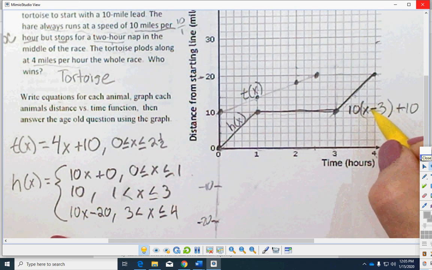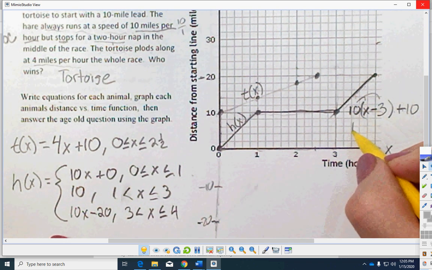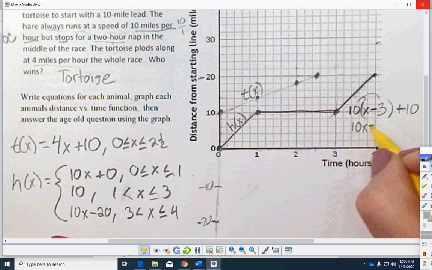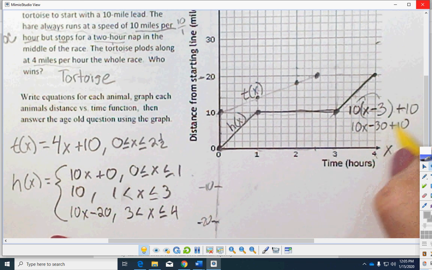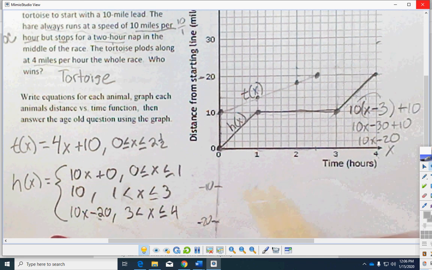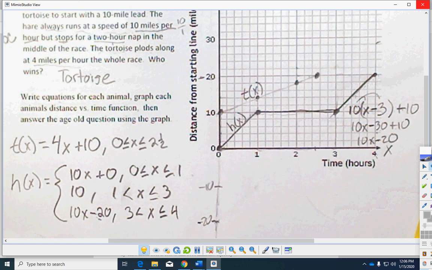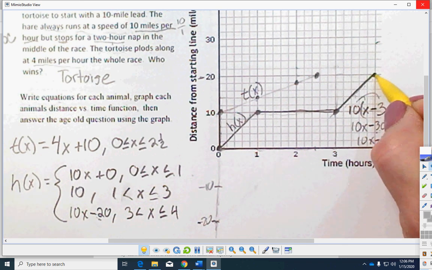And the way that we could tell if it's mathematically equivalent is by simplifying this. What if I were to distribute? I get 10x minus 30 plus 10, and when I combine these like terms, I have 10x minus 20. This is mathematically equivalent to what I did over here. So this shift really works. And then some people say, well, how do you know what point to use for the shift? You know what? It doesn't matter what point you use. It always works. And we can prove it by even picking this point.